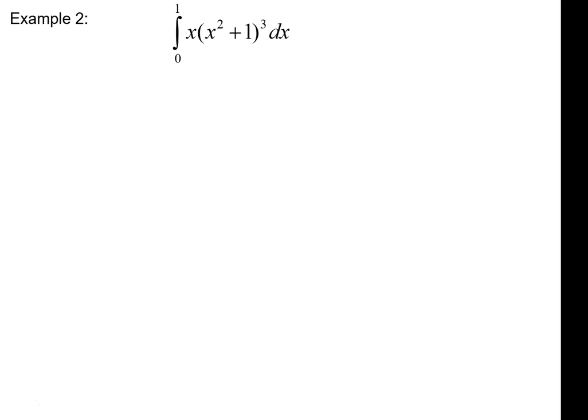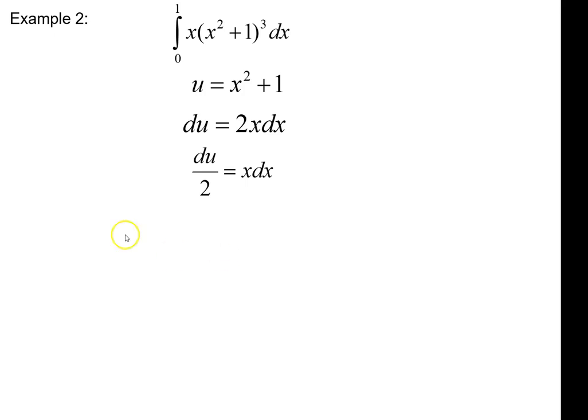So hopefully you see that if I let u equal x squared plus 1, that's a good choice because the derivative will contain an x, which is what I have in the front. So that's going to be an easy substitution. du/dx equals 2x, so du equals 2x dx. Solve for the x in the front and the dx at the end. That gives me du over 2, replaces the x dx.